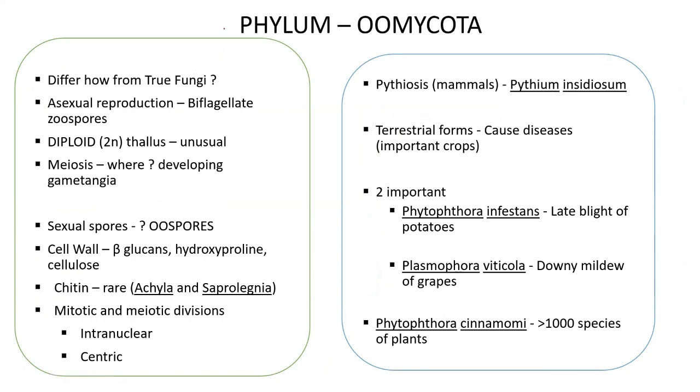Now let us discuss the phylum Oomycota. Now, this phylum is different from the true fungi. So, what are the different features that make it different from the true fungi? Okay. Then the asexual reproduction takes place by the formation of biflagellate zoospore, which is a difference from the true fungi. The main thallus is the diploid thallus. That's why the meiosis takes place in the developing gametangia. Then what are the sexual spores? These are the oospores. The sexual spores are the resting spores, and they have got a thick wall around themselves.